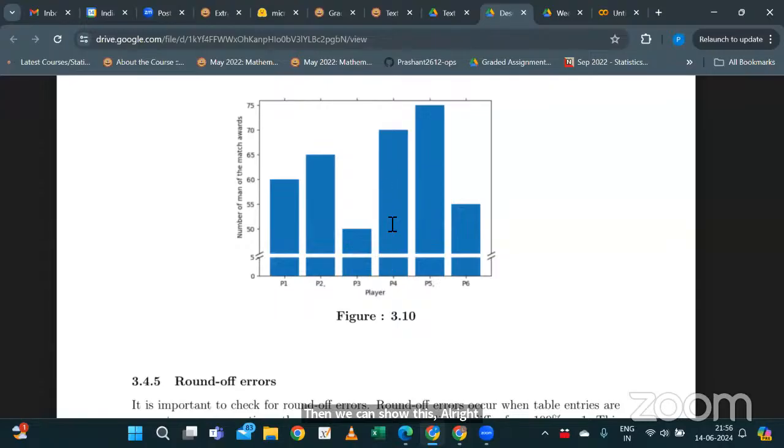Sir, I want to ask one thing. You were explaining about the decorated graph, the manipulation in the y-axis.